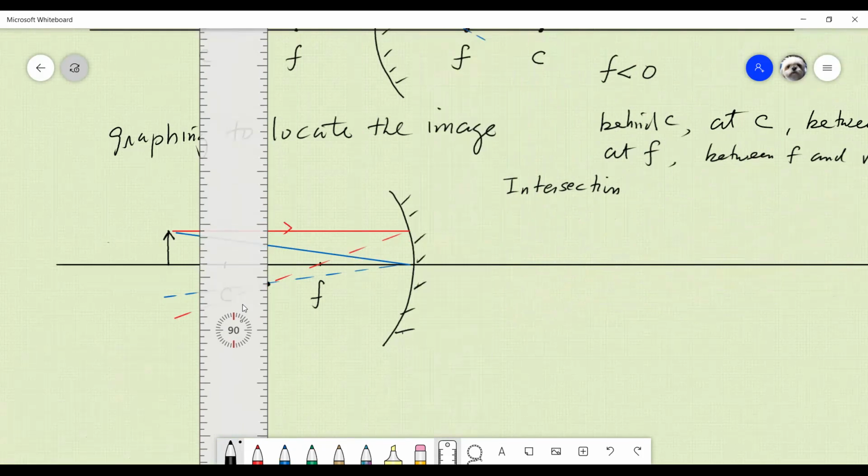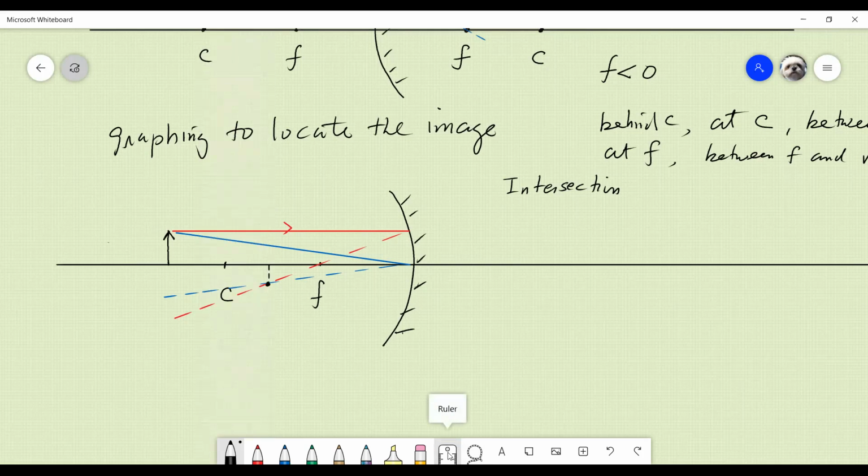The image will look like this, right? Now I'm going to use the dashed line to represent the image. That will be my image. You got it? Now what can I tell about the image? Are they real or virtual? Remember that for the mirror, if the image is on the same side of the object, they are real. If they are on the opposite side of the object, they will be virtual. So real or virtual? Real. They are real, right?